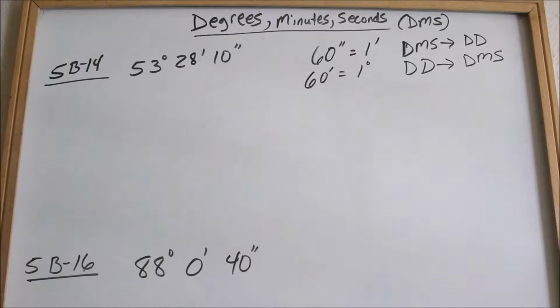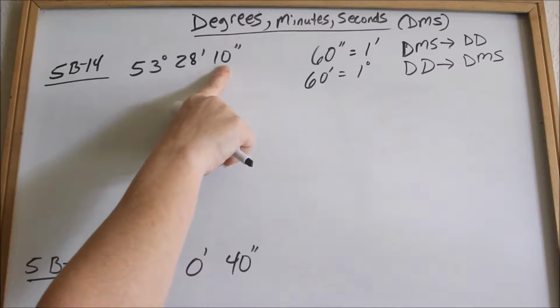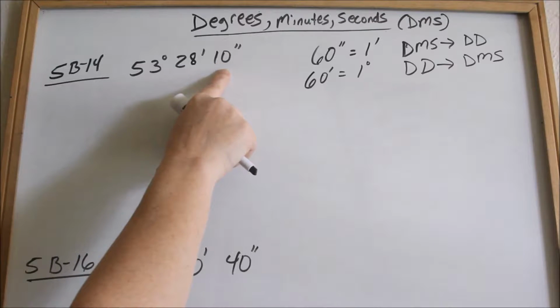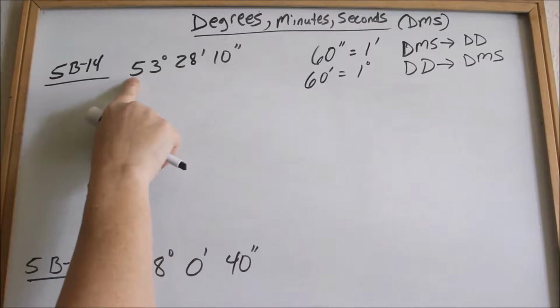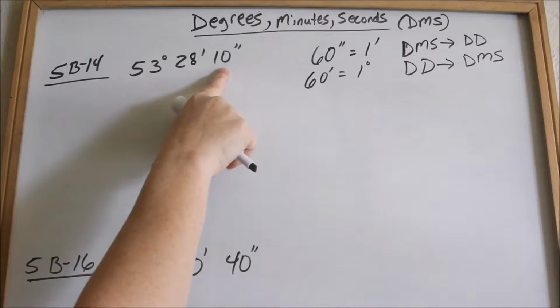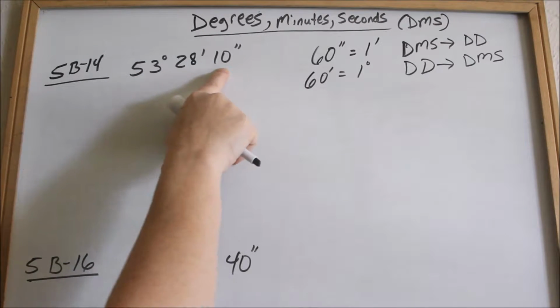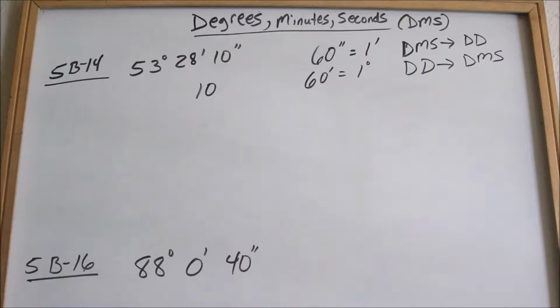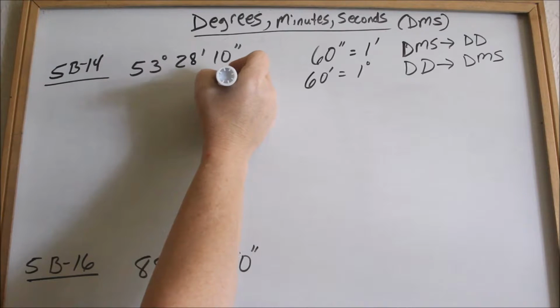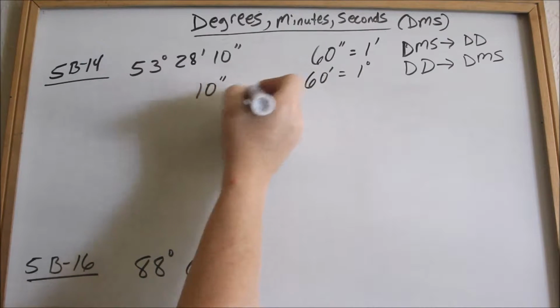Okay? So the first thing you have to start with is converting the seconds into minutes. You start on the right hand side. We'll convert seconds to minutes, and then we'll convert minutes to degrees to turn this into a decimal. So the first thing we're going to start with is 10 seconds. We need to know how many, that's going to be a decimal or a fraction of a minute.